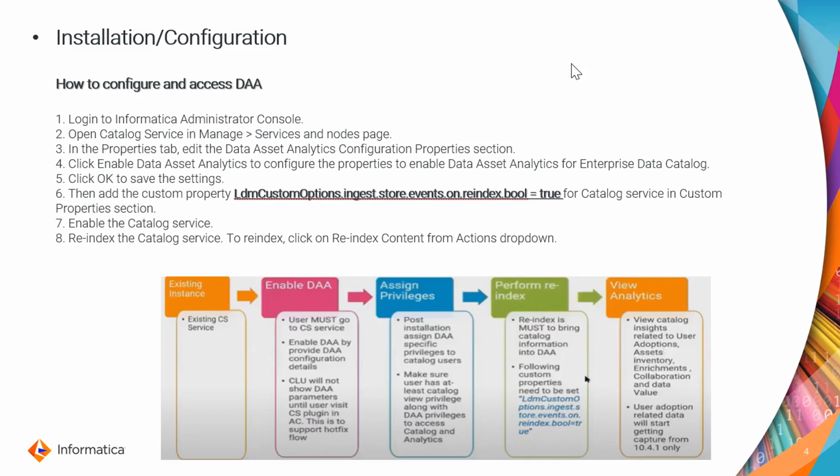And it does not actually impact your catalog service performance. Once you log into the admin console, the user can enable the data asset analytics by providing the data asset analytics configuration details. The configuration details will actually involve the database details where you would want to configure the data asset analytics service. Once the configuration is done, you would need to assign the privileges to the users as required.